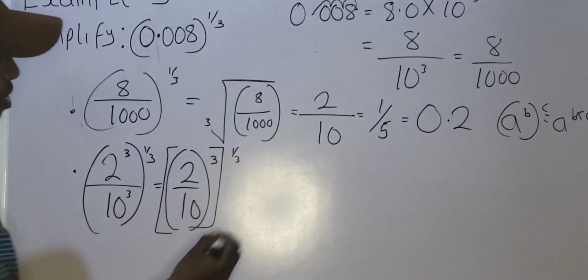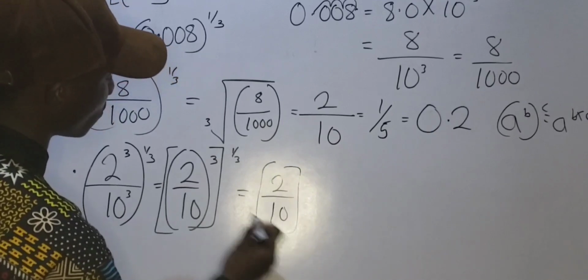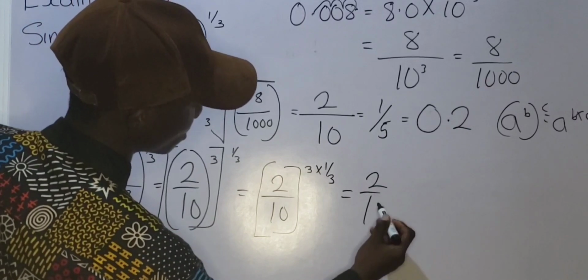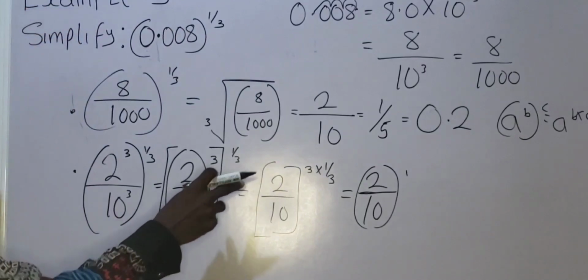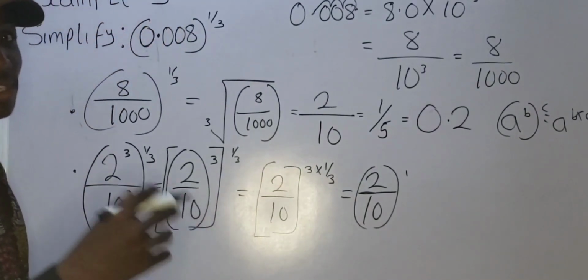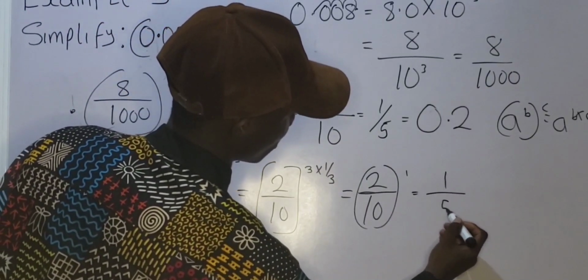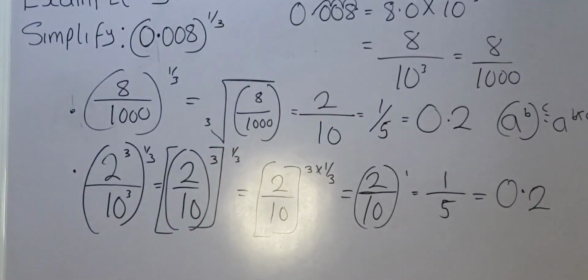So I'm going to make use of the same law in this place. I'm going to have 2 over 10 raised to the power of, this 3 will multiply the exponent. So I'm going to have 3 multiplied by 1 over 3. That is 2 over 10 raised to the power of 1, because 3 times 1 over 3, that is 3 divided by 3, that is 1. So I'm going to have 1 over 5, which is also the same thing as 0.2. So when you are dealing with indices questions, just make use of the method that is best known to you. You understand? So now let's proceed to the fourth example.